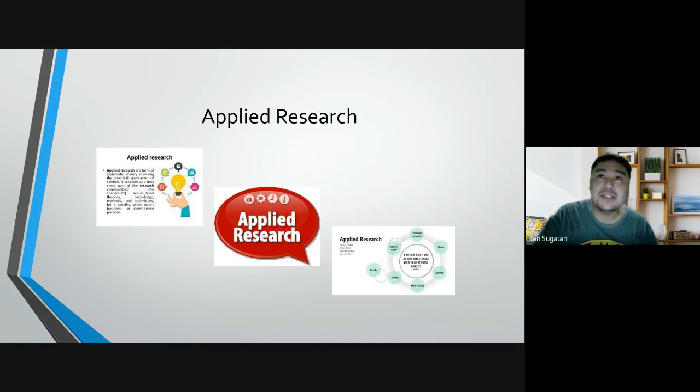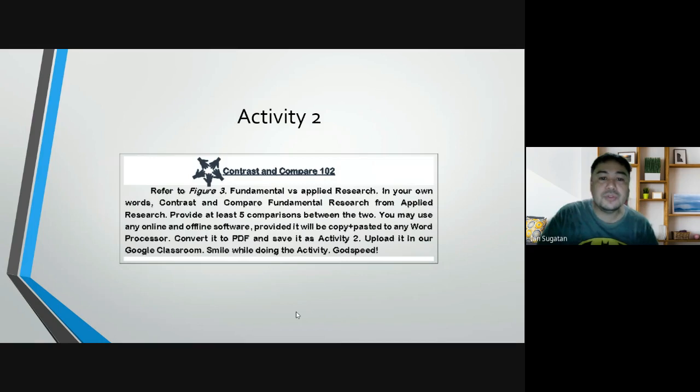So that is why it is aligned in applied research. Okay? For your activity number 2, what you're going to do is contrast and compare. You're going to see figure 3 in your module. You can see there fundamental versus applied research. So in your own words, contrast and compare fundamental research from applied research.